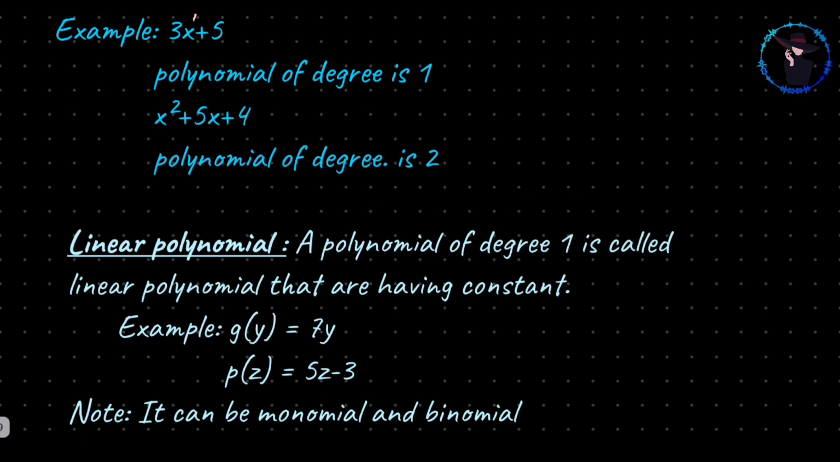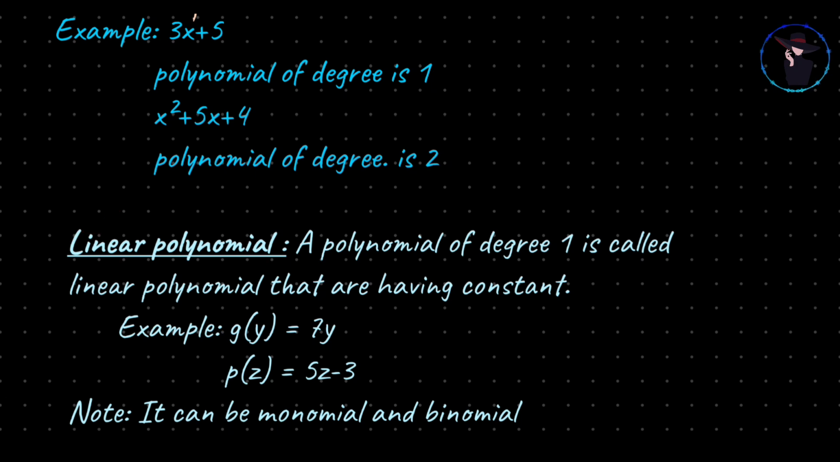Next, linear polynomial. What does this say? A linear polynomial has degree 1, such as here we have 3x plus 5. Similarly, we have 7y, 5z minus 3. These are linear polynomials. They consist of monomials and binomials, meaning a single term and two terms, with a constant. We don't have more than 2 here. It's only 1 and 2.